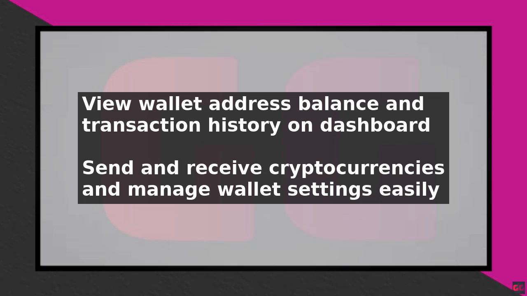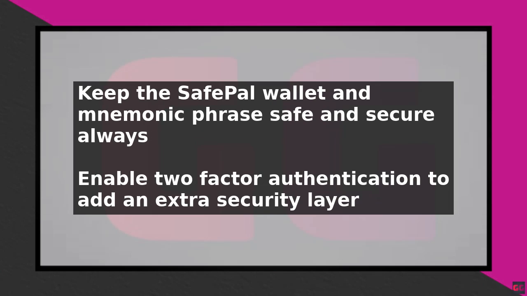To send cryptocurrency, go to the wallet dashboard and click on Send. Enter the recipient's wallet address, the amount you want to send, and a transaction fee. To receive cryptocurrency, go to the wallet dashboard and click on Receive. You will be shown your wallet address, which you can share with the sender.